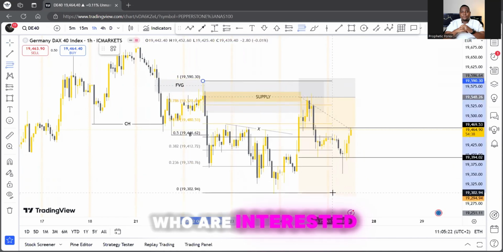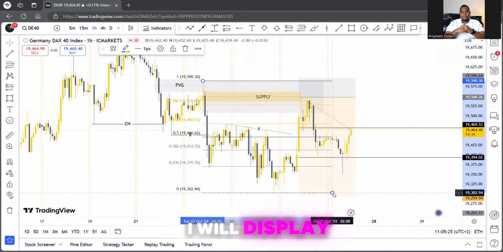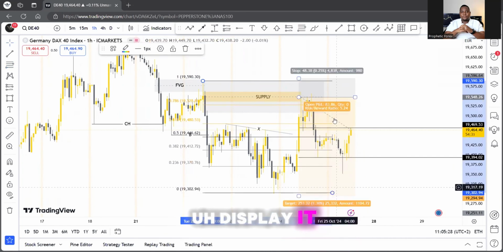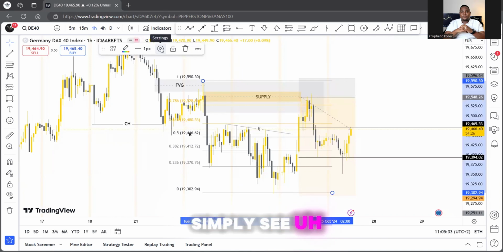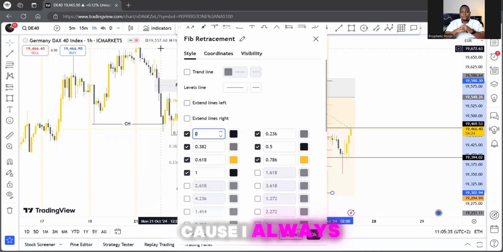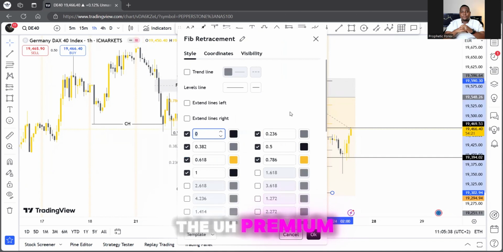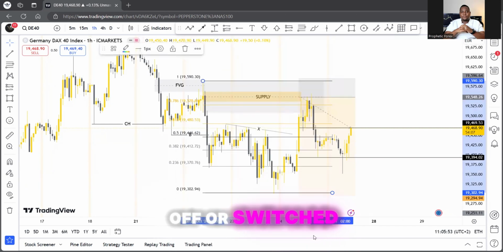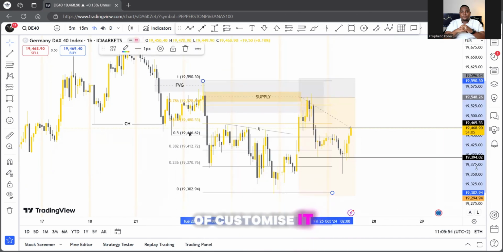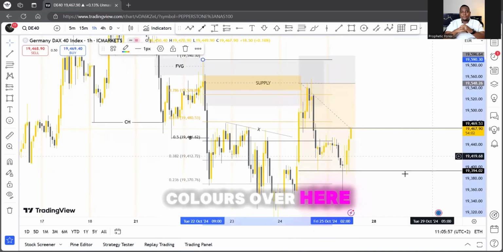Now, for those who are interested in the settings of this, I will display it on the screen. Hopefully it does display it. But simply what I am doing here is just seeing the discount and premium markets, because I always want to trade in the premium when I'm selling. So here are the settings on your screen. We have the 0, the 38, the 61, 23, 50, 78, and of course the 1. The rest of them are switched off. And of course, I customized it here to my colors.